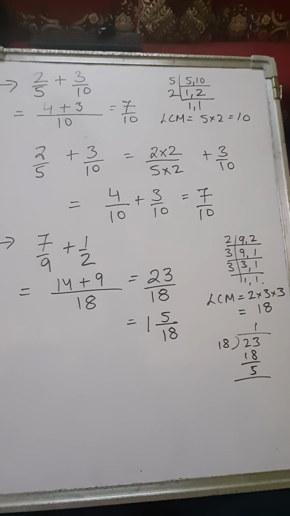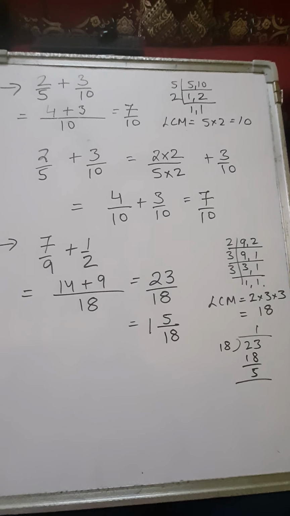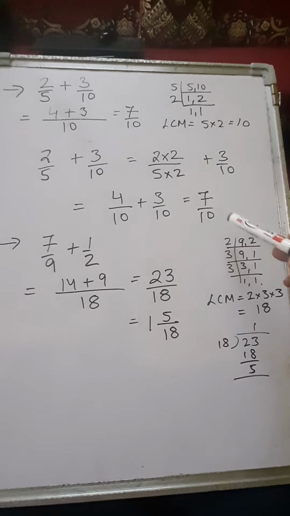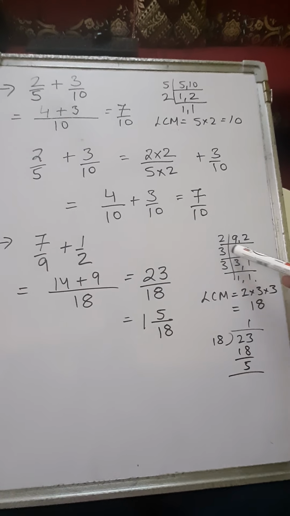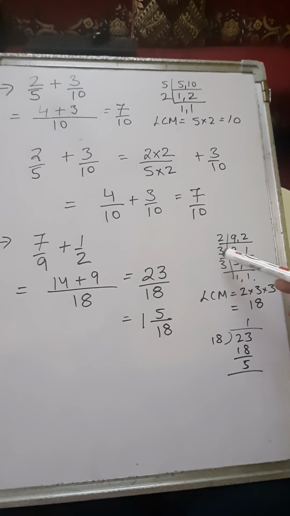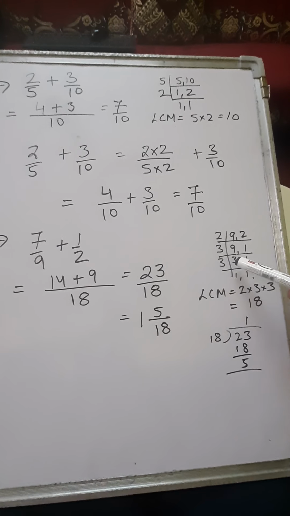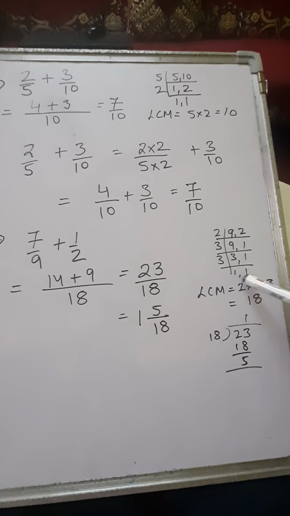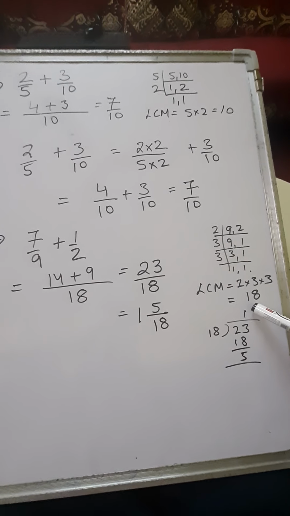Here we have to add two fractions, 7 by 9 and 1 by 2. Now when we take the LCM of 9 and 2, 2 1s are 2, then 9 will come. 9 is not divisible by 2, so you copy 9 as it is. Now 9 is divisible by 3, 3 3s are 9, and again 3 is divisible by 3, 3 1s are 3. Okay, 1 and 1 will come here, so the LCM will be 2 into 3 into 3, that is 18.